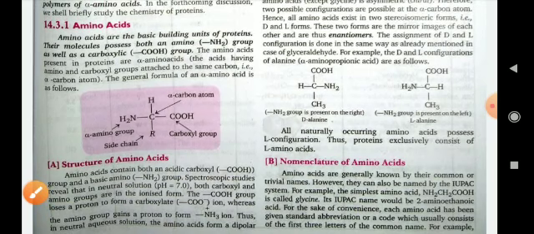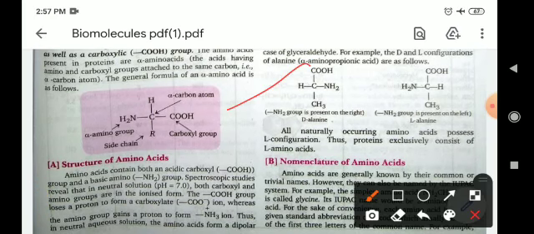Okay. In amino acids there are also D and L forms. As we discussed before in glucose, if at the bottom carbon the OH group was present on the right hand side, it was called D form, and if it is present on the left hand side, it was called L configuration. So here, like carbohydrates, if the amino group is on the right hand side, it is known as D-alanine, and if it is on the left hand side, it is known as L-alanine.